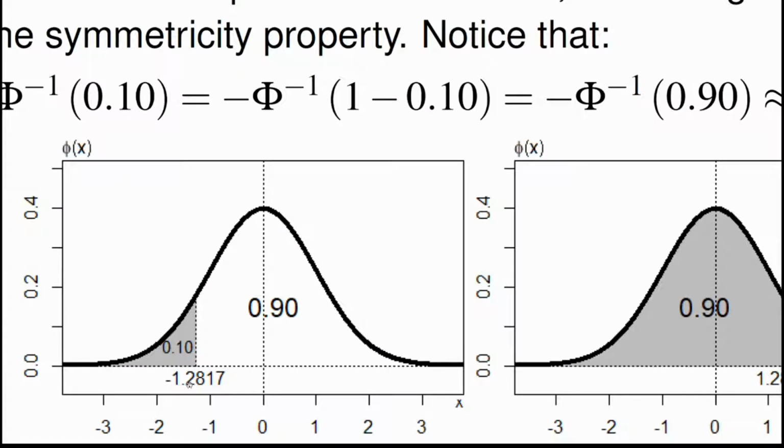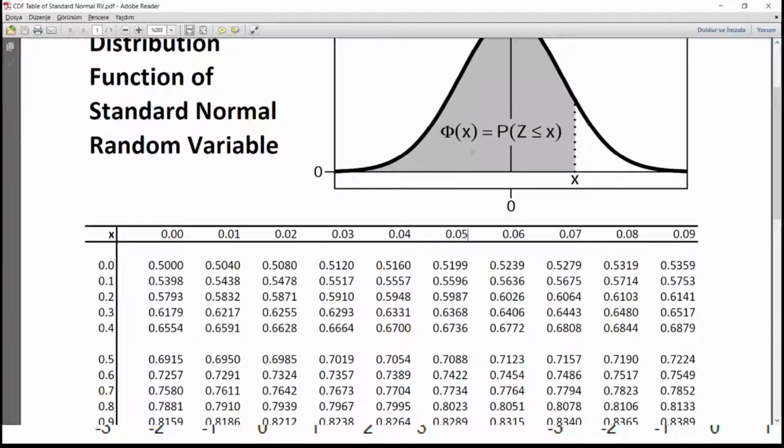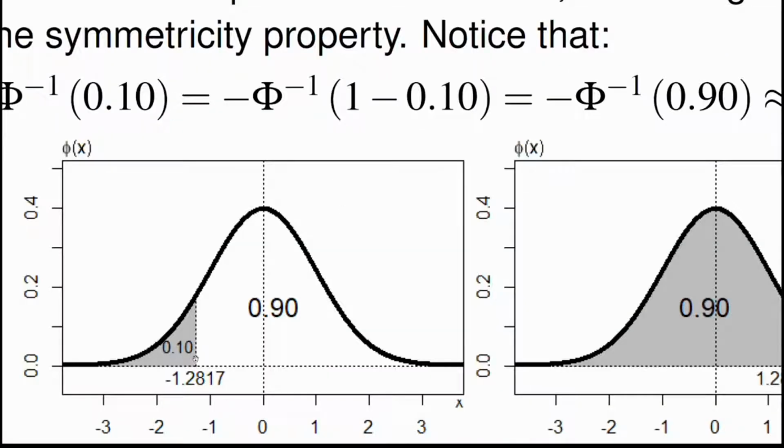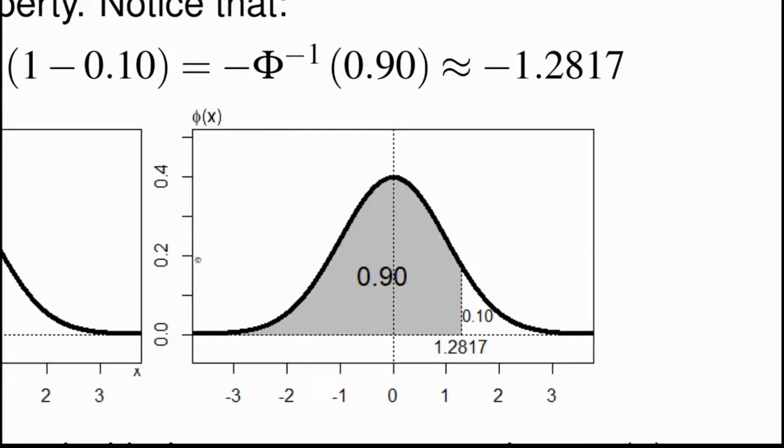Now remember, if you look at my CDF table, I can get the probabilities for positive x values only. According to this figure, if my x is in the negative region, I will not be able to find it. So I am going to use the symmetry of the standard normal probability density function. And I will say that let's just check the x value for which the area on the right-hand side is 0.10 and the area on the left-hand side is 0.90.